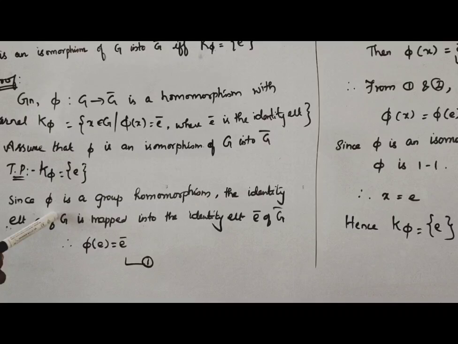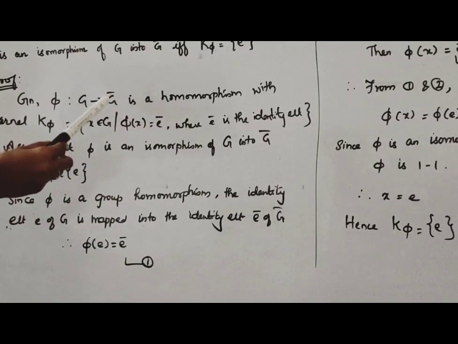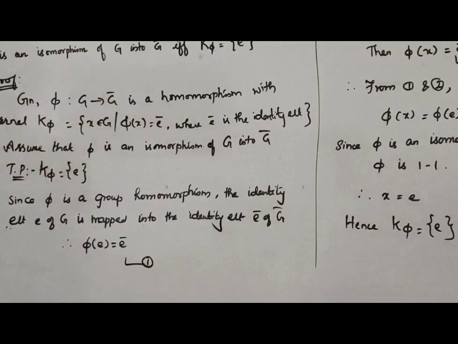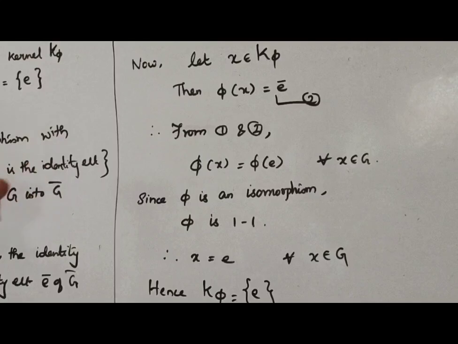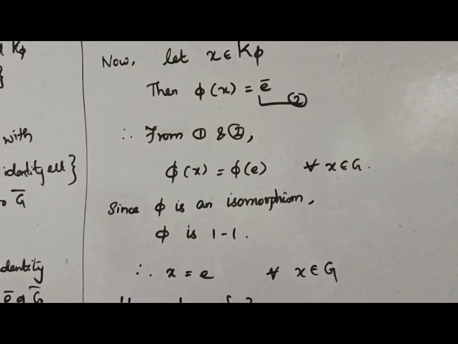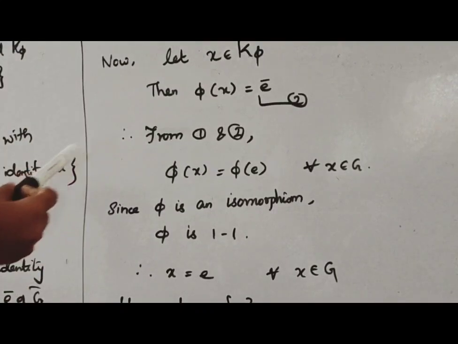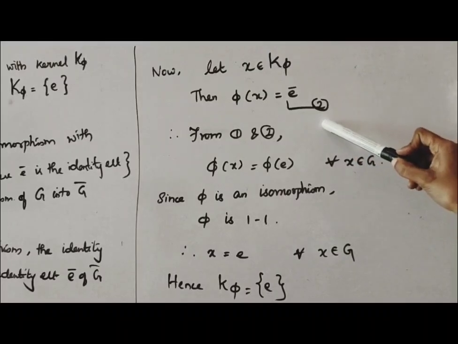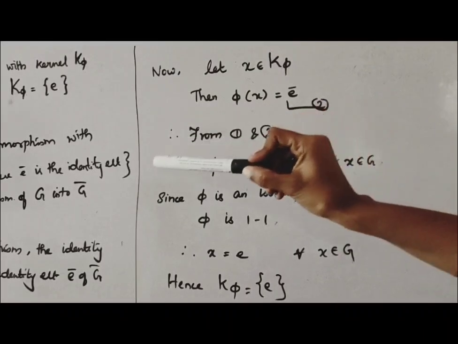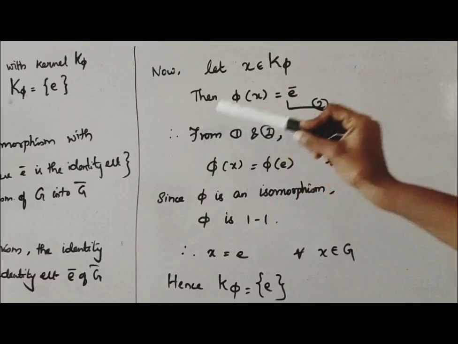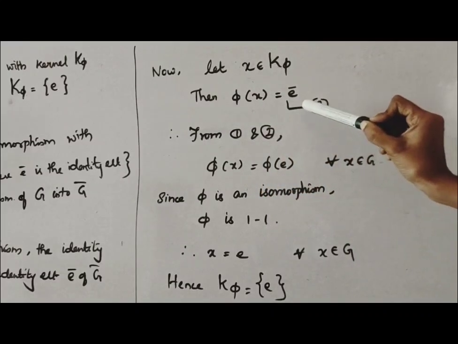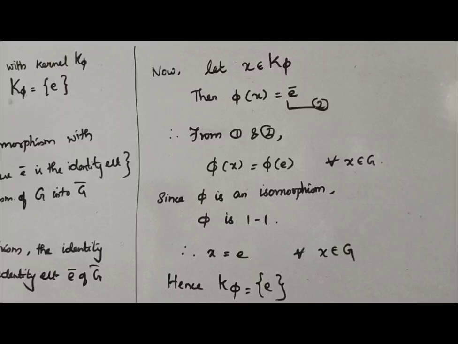Since phi is a group homomorphism, the identity element of G, that is E, is mapped into the identity element of G bar, that is E bar. Hence, phi of E is equal to E bar. Name it as equation number 1. Now, let us take one element x from this kernel. Then phi of x is equal to E bar, because the elements in the kernel are always defined as phi of x equal to E bar. Name it as equation 2.